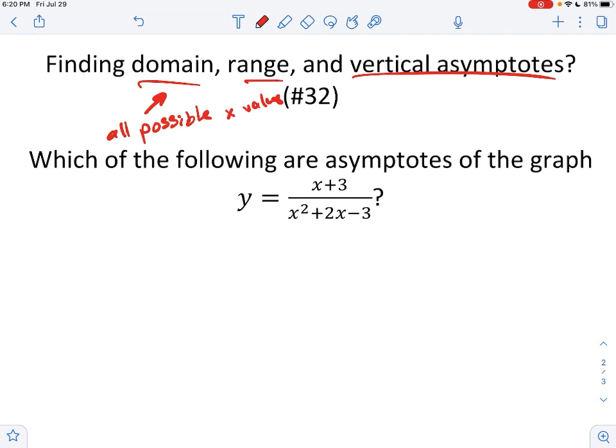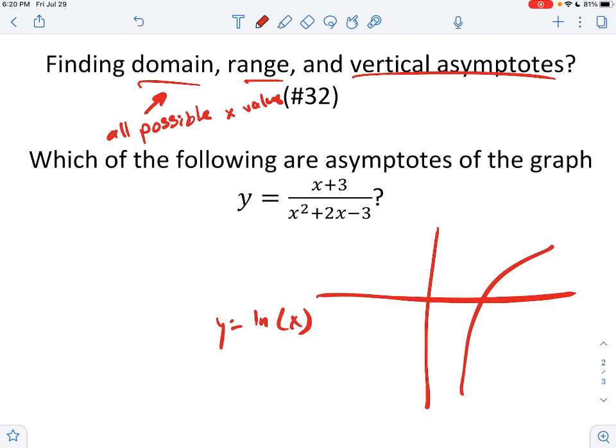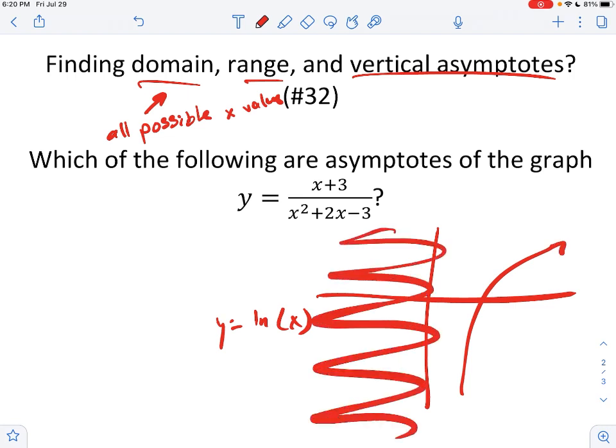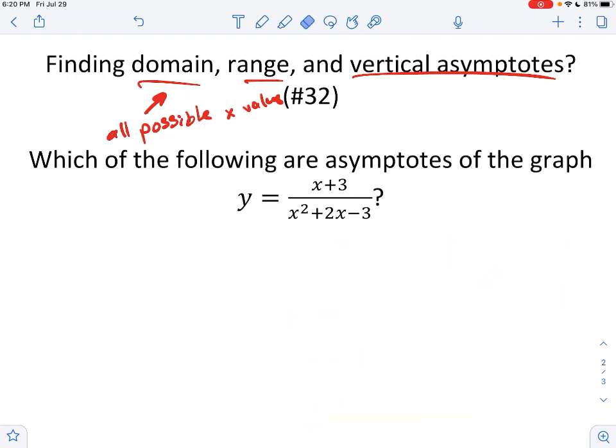What's an example of an equation that doesn't exist at every x value? Okay, if you look at y equals ln of x, this equation looks like this. It doesn't exist anywhere on the left-hand side. So the domain is not all real numbers all the time.